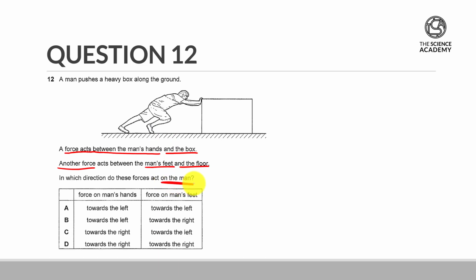So let me just highlight this word over here, on the man. So essentially, we are interested in the free body diagram of the man. So we want to concentrate on the man. To draw free body diagrams, we have to be very mindful of what remains in contact with, in this case, the man. So at the man's hand, we have contact with the box.